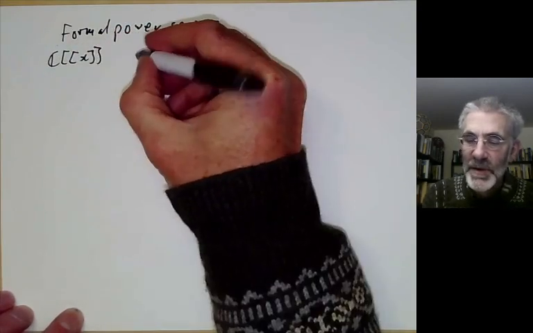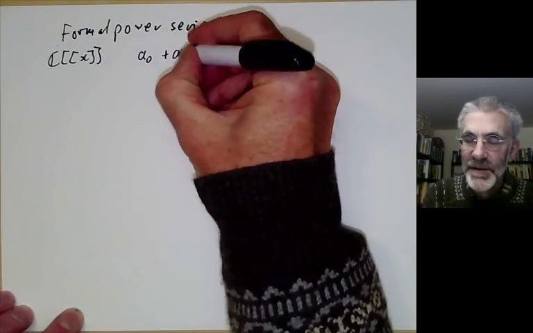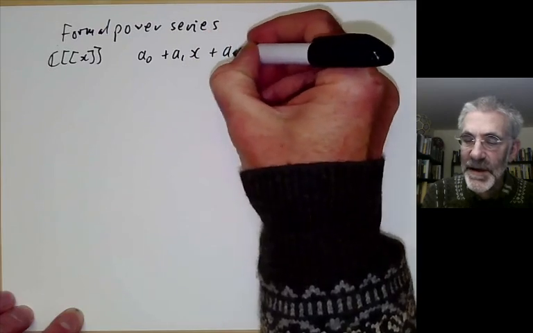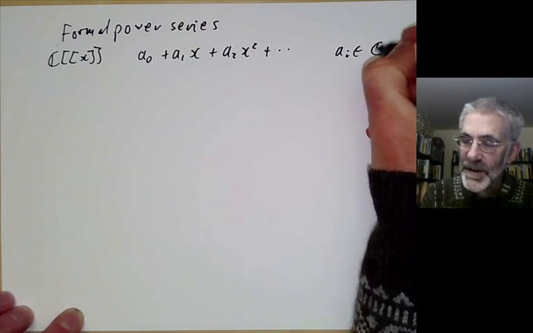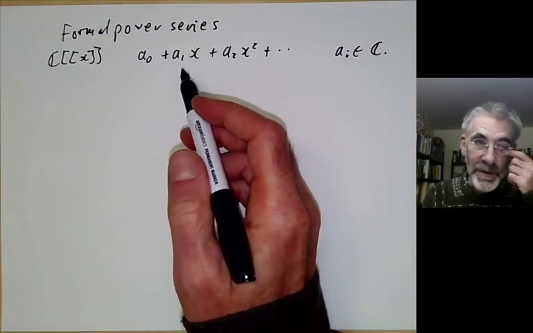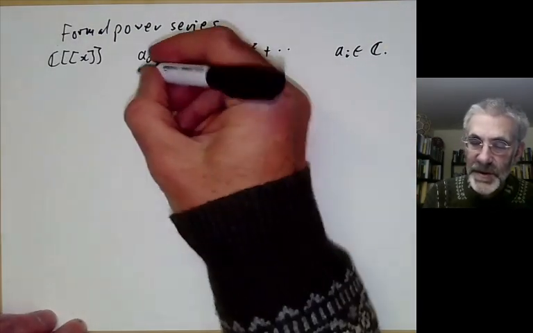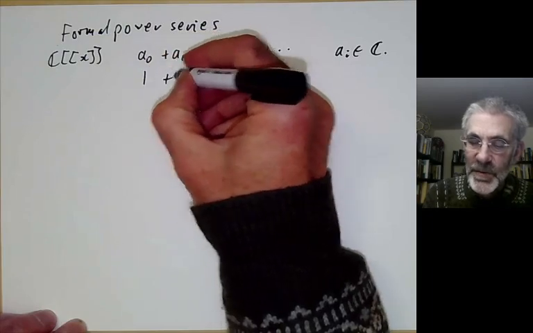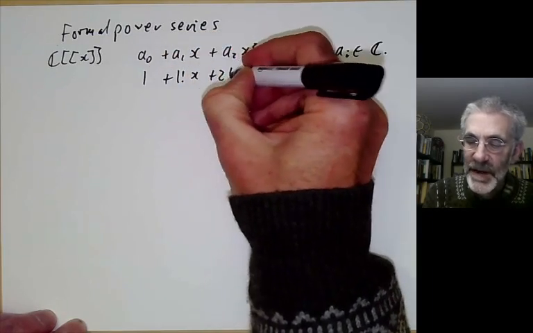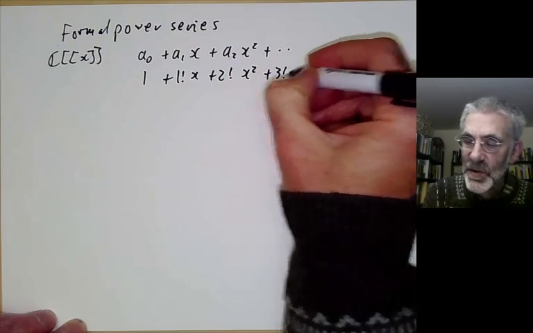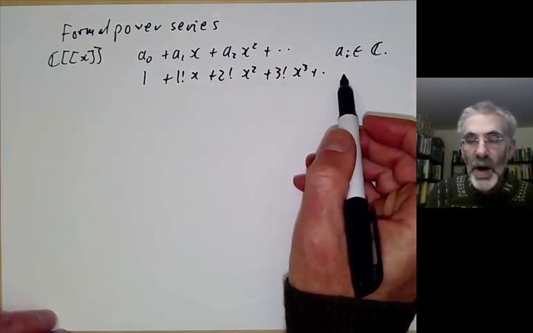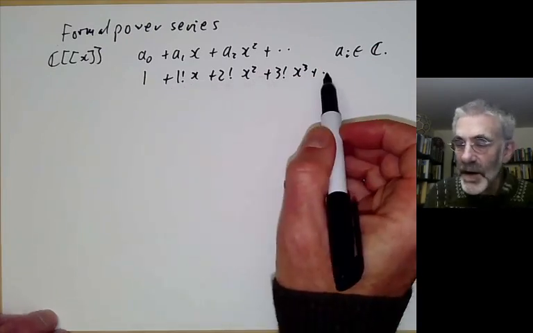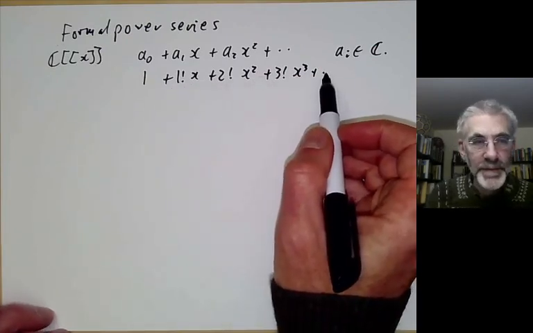And a typical element of this ring is just a formal power series a0 plus a1x plus a2x squared and so on, where the ai are in the complex numbers. And the point is you don't worry about convergence. So for example, 1 plus 1 factorial x plus 2 factorial x squared plus 3 factorial x cubed and so on is a perfectly good formal power series, although it doesn't actually converge for any non-zero value of x.